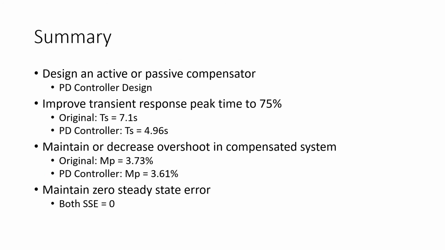So in summary, we designed an active compensator and used a PD controller design. We improved the transient response peak time by 75%. Our original was at a peak time of 7.1 seconds, that should say TP, and our PD controller is now at 4.96 seconds. We also decreased our overshoot from 3.73 to 3.61%, and we also maintained our 0 steady state error. And that is all I have.